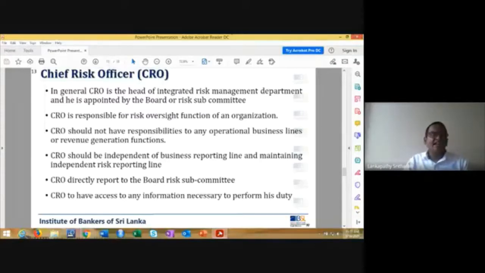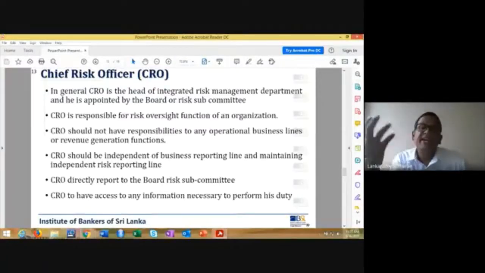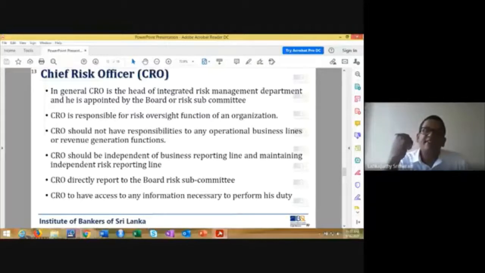Actually, like the internal auditor, the Chief Risk Officer should also have access to any information of the bank and its financial operations. Only then can he or she do the risk management function or assess the risk level. So these are the functions we can mention. There are questions in the exam paper about the Chief Risk Officer, so you can write it like this.